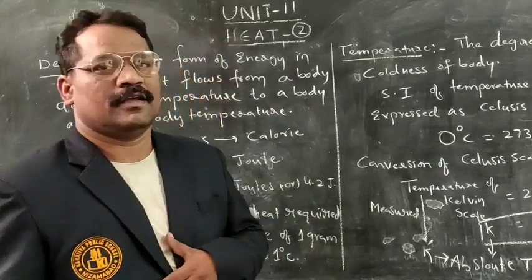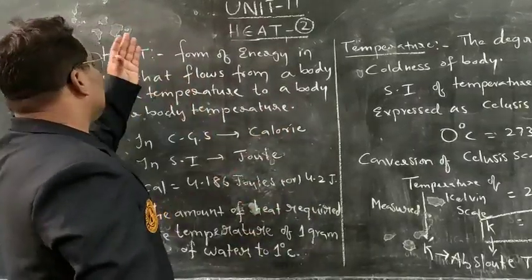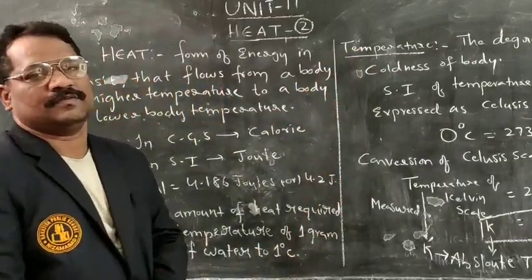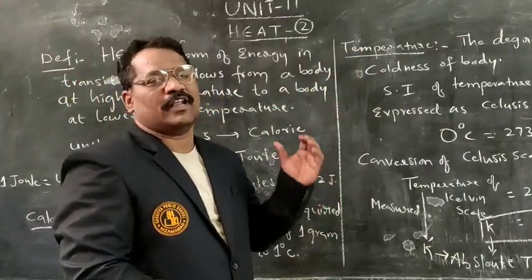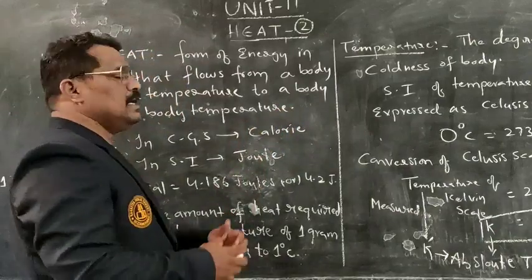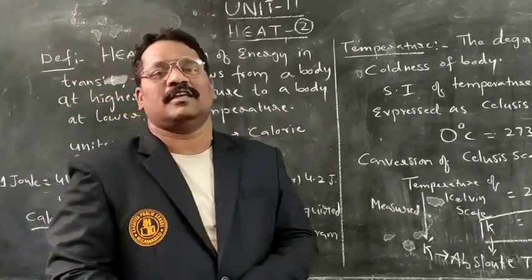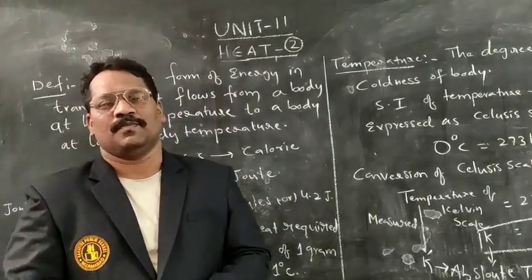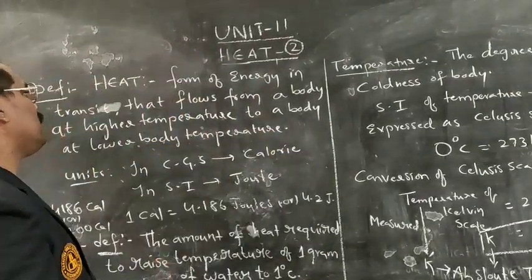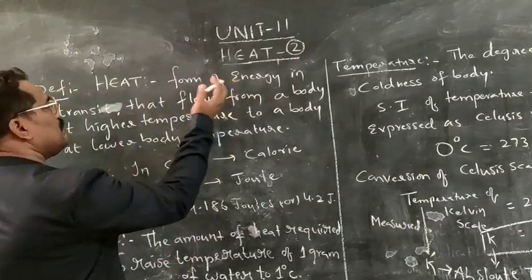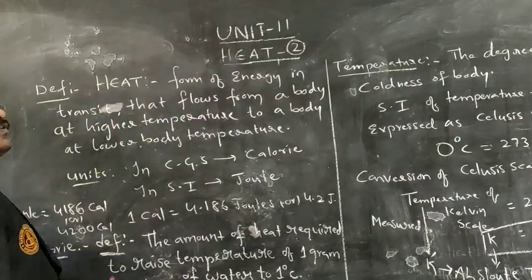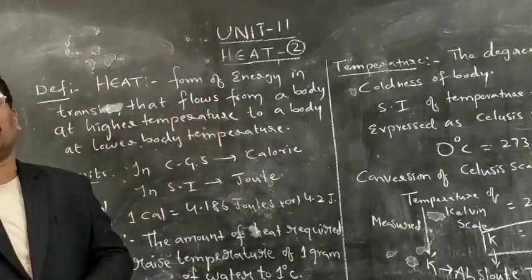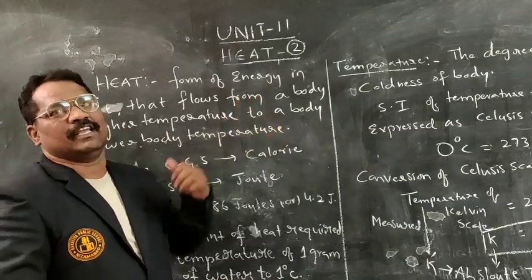Okay, children. Now we study the definitions of heat as well as temperature and their units. Already we know clearly what is called heat. Heat is nothing but what? A form of energy which causes the sensation of hotness or coldness. According to the textual definition, it is a form of energy in transit that flows from a hot body at higher temperature to a cold body at lower temperature, which is called heat.